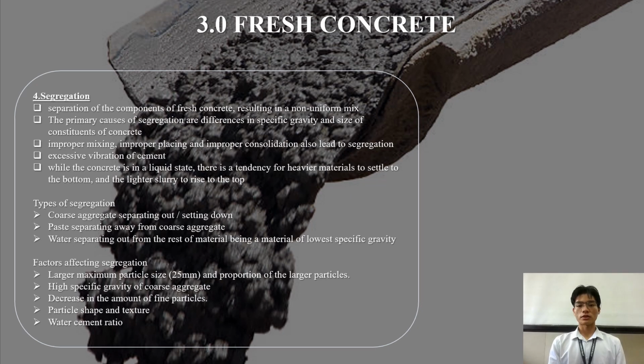Continuing the explanation for fresh concrete. The fourth one, segregation. Segregation refers to a separation of the components of fresh concrete, resulting in a non-uniform mix. The primary causes of segregation are differences in specific gravity and size of constituents of concrete. Moreover, improper mixing, improper placing, and improper consolidation also lead to segregation, usually caused by excessive vibration of concrete.